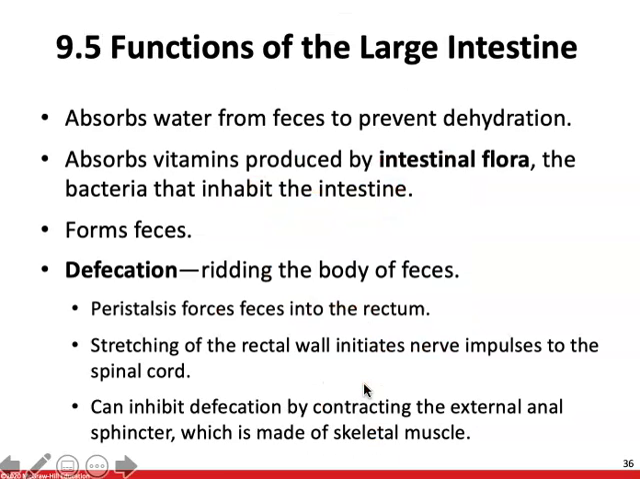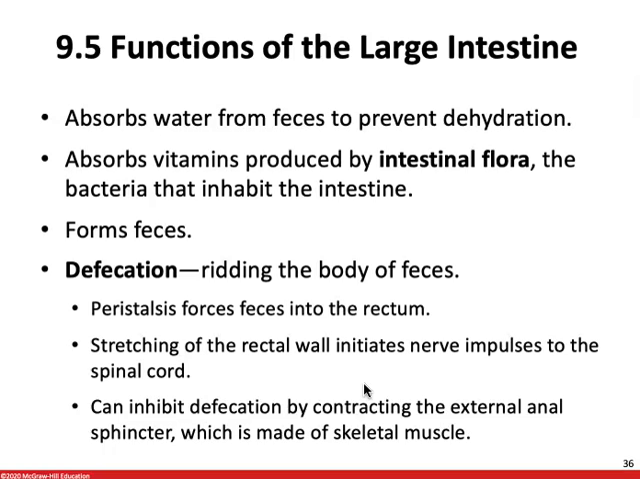So we do want to talk a little bit about the functions of the large intestine. The large intestine is not responsible for producing digestive enzymes. So it does not produce digestive enzymes. It does not absorb nutrients, except a few vitamins. But what it does do is absorb water from feces to prevent dehydration. It also absorbs vitamins produced by the intestinal flora, the bacteria that inhabit the intestines. Those bacteria are going to break down the indigestible material and produce B-complex vitamins and vitamin K.